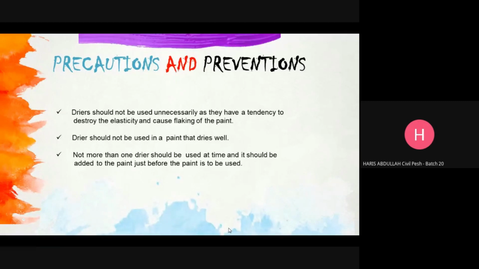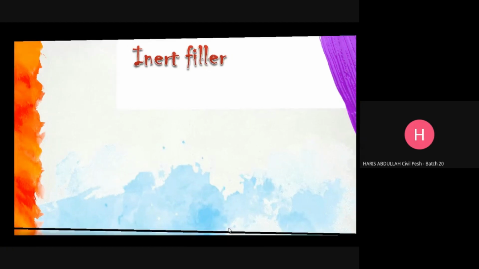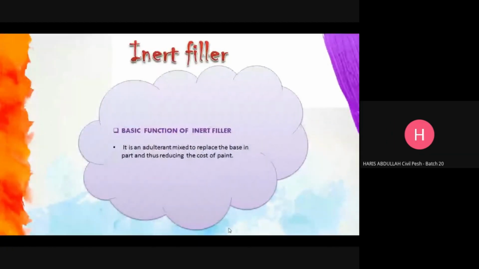Now let's move toward another component, the inert filler, also known as an extender, or simply filler. What actually is a filler? A filler is a substance which can be added to paints to increase their bulk volume without affecting their usual properties. These materials are inert towards other components of the paint, which makes them a really worthwhile component. It is an adulterant mixed in to replace the base in part, thus reducing the cost of paints.